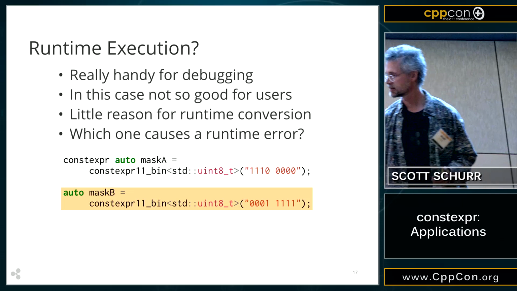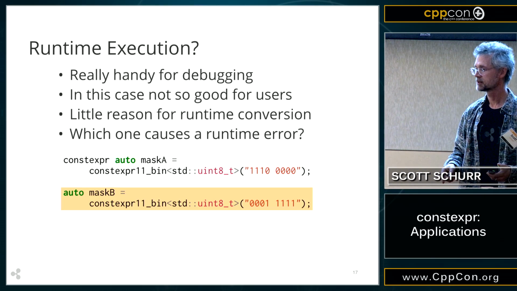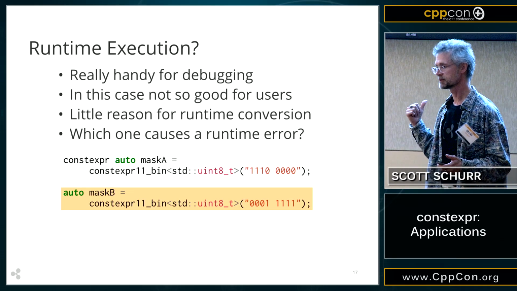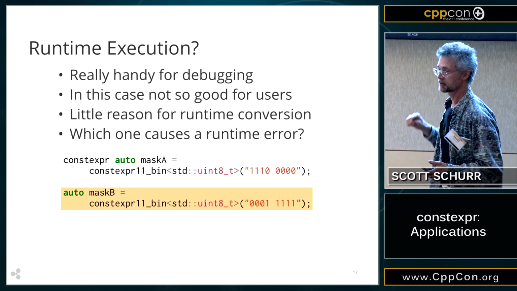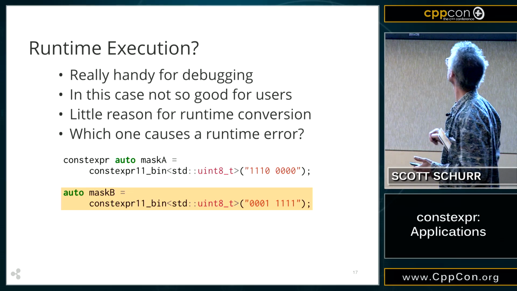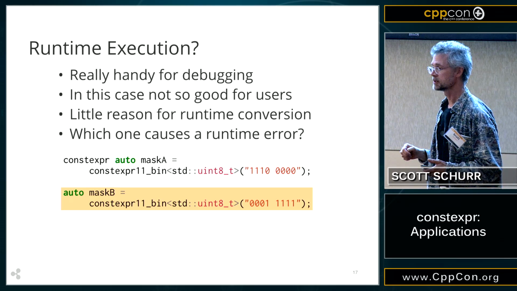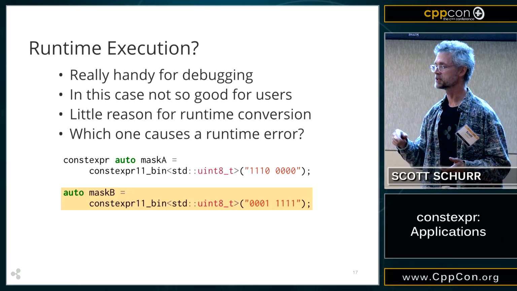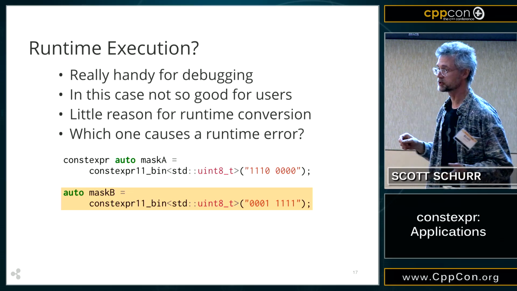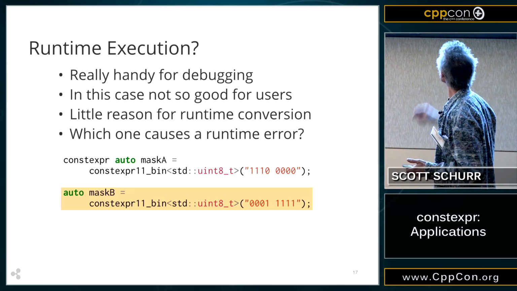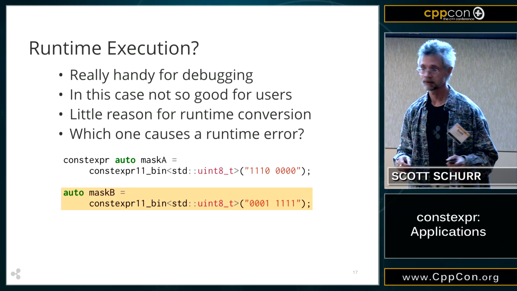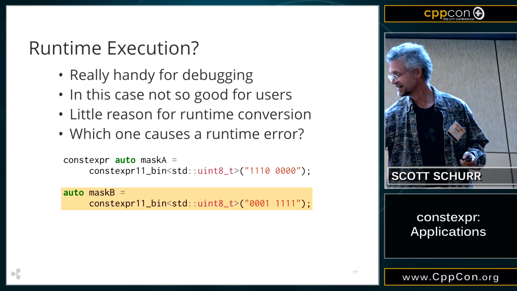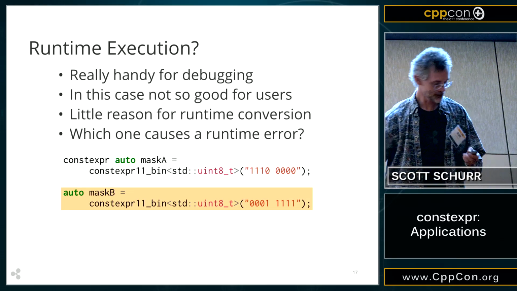Yes? And decltype auto would just come across as const? Well, decltype on the function? On the variable. Oh, on the auto variable on mask B. Oh, no, it won't even come back as const. So the question is, if you did a decltype on mask B, what would you get? And what you'll get is a uint8_t. Chocolate. Sure. Thank you. You're welcome.